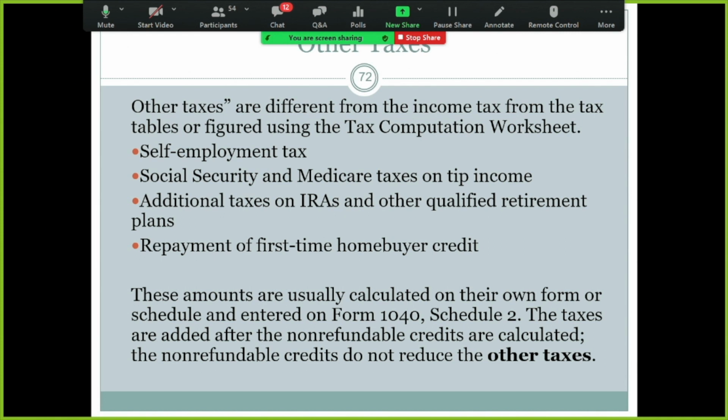These amounts are usually calculated on their own form or schedule, and they're entered on Schedule 2 of the Form 1040. These taxes are added after the non-refundable credits, which we just talked about, are calculated. Non-refundable credits do not reduce other taxes. So this gets added onto the tax liability, if there's any. If the non-refundable credits have zeroed out the tax liability, now we have these other taxes, this amount listed on the tax return now.